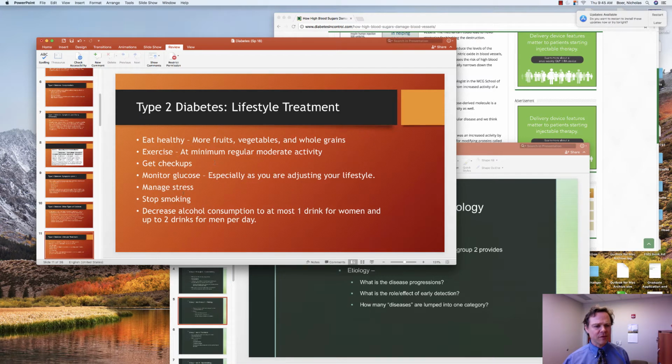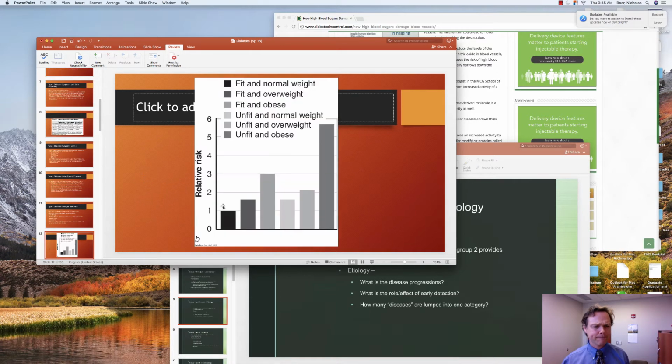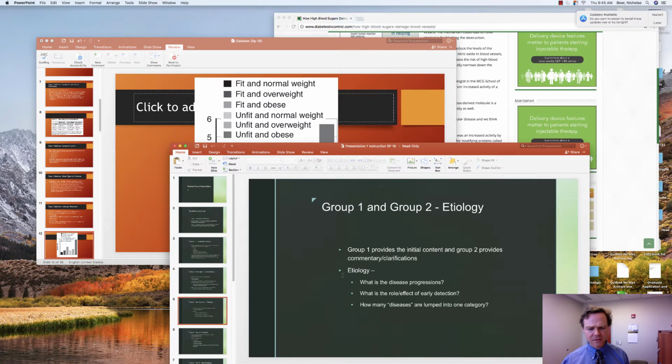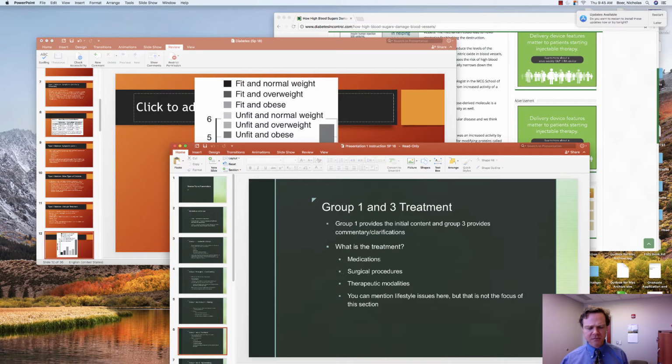So lifestyle treatment, I mentioned these here and then I talk about them in a little bit more detail later, but these are the general lifestyle treatments, which again is this next slide. What are the treatments? What are the therapeutic modalities? I mentioned the lifestyle issues because they're especially important for diabetes, but that's where I kind of end.